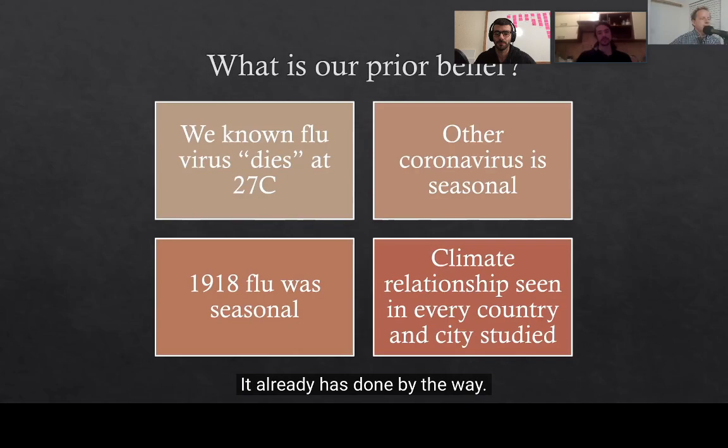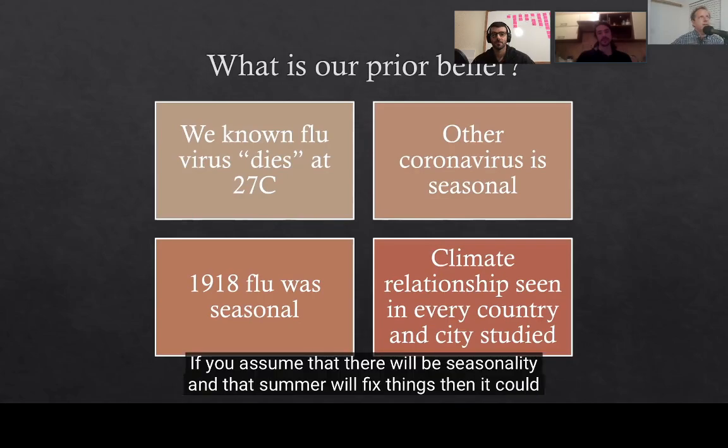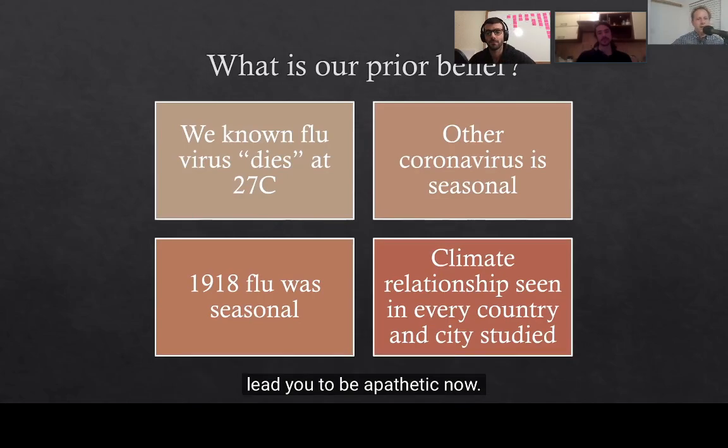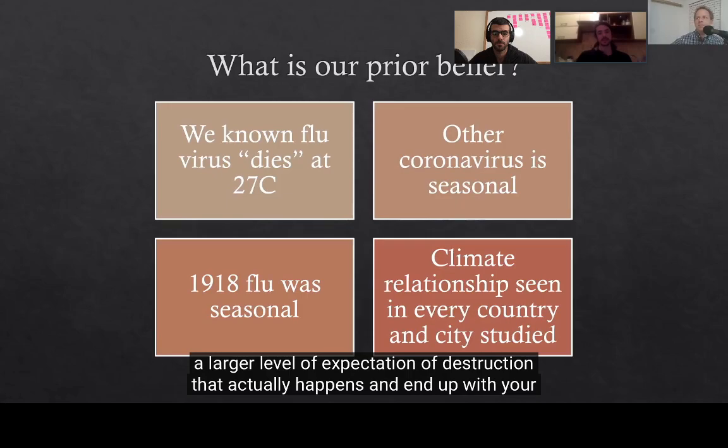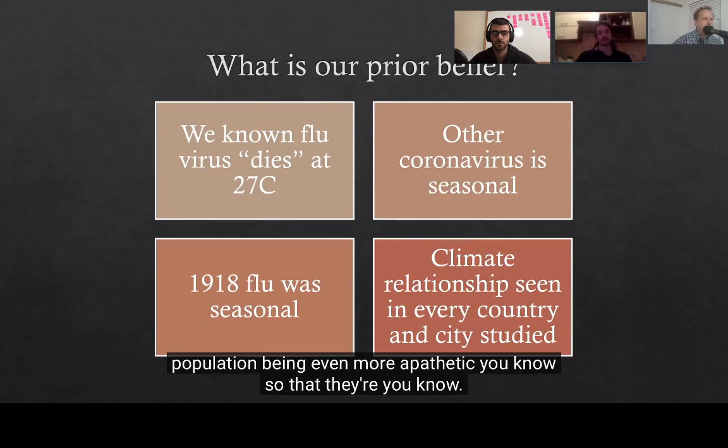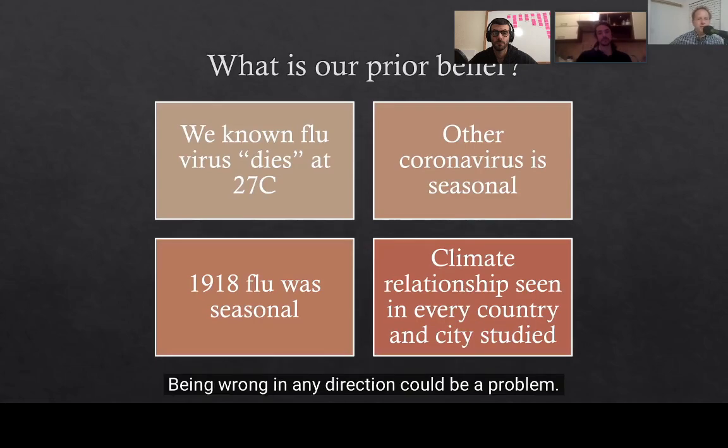If you assume there will be seasonality and that summer will fix things, it could lead you to be apathetic now. If you assume there's no seasonality and then there is, you could end up creating a larger expectation of destruction than actually happens and end up with your population being even more apathetic. So being wrong in any direction would be a problem.